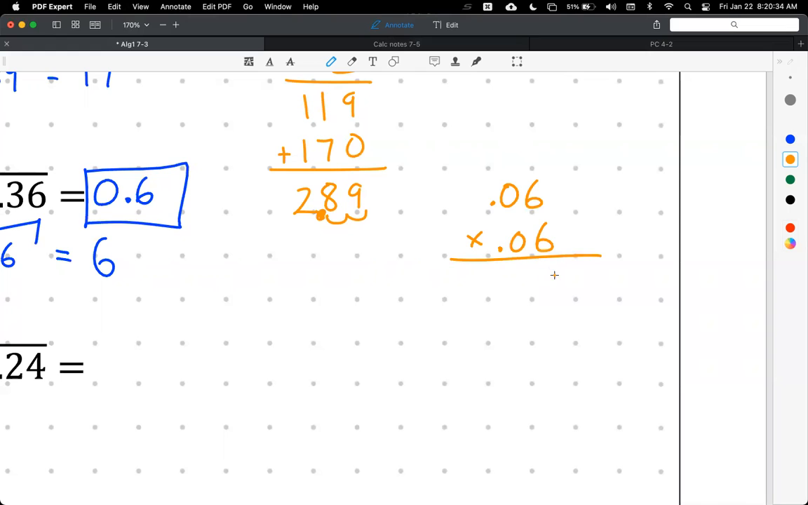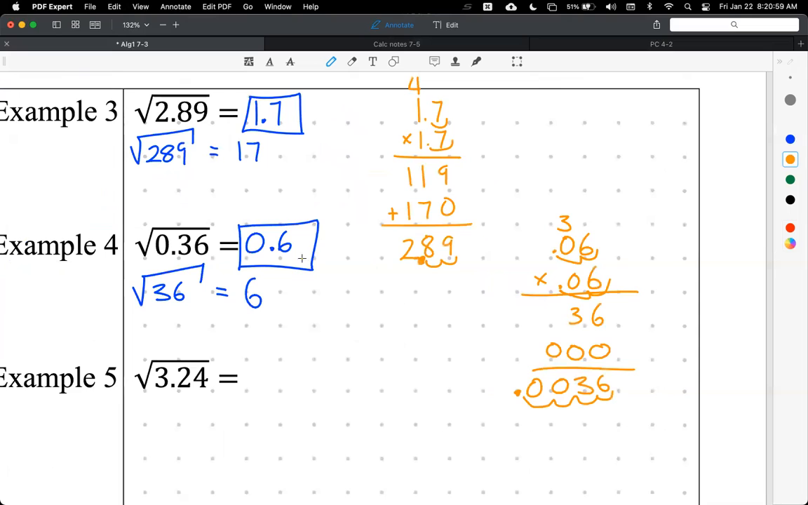6 times 6 is 36. Carry the 3. 6 times 0 is 0 plus 3. Okay, done. Placeholder value, 0. 0 times 6 is 0. 0 times 0 is 0. So nothing is happening over there. I add these up, I get 6, 3. And how many times does the decimal place move? 1, 2, 3, 4. This would be 0.0036, which is not exactly 0.36.